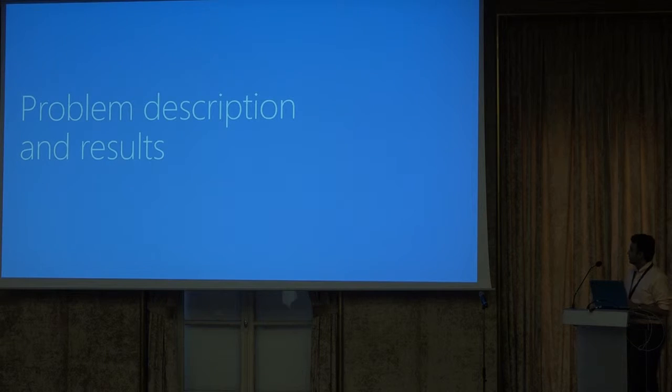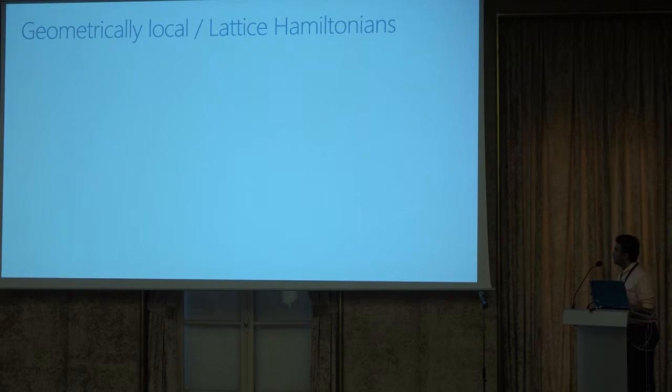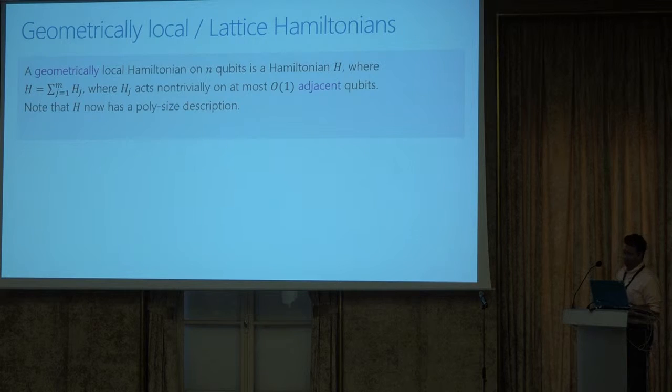Okay, so that's all I wanted to say about this general problem. Let me get a little more specific about the class of Hamiltonians that we deal with. The problem that we deal with is this class of Hamiltonians called geometrically local, or specifically lattice Hamiltonians. And this is what a geometrically local Hamiltonian is. It's a Hamiltonian in qubits that can be written in the following format.